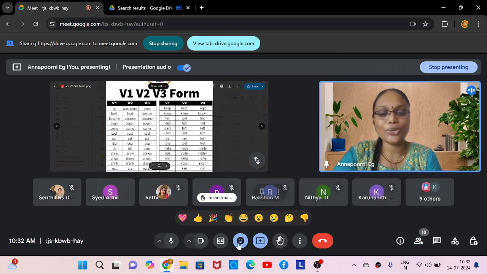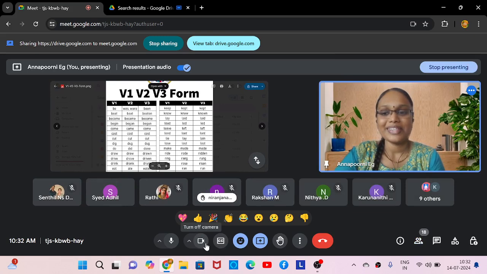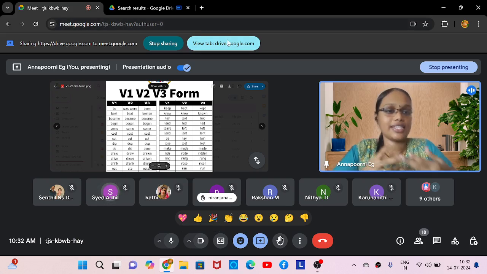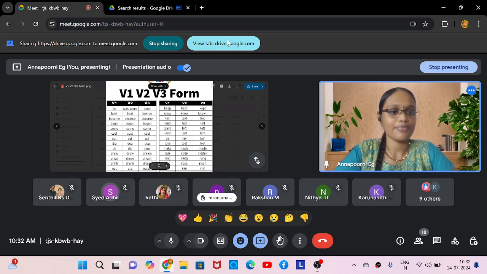Today we have started a new topic, that is verbs. I thought of asking you also. Okay, fine. So these are the different actions that you told, right? Each person told a different action, and each action is important in our life. So these are called verbs. Action words are called verbs.